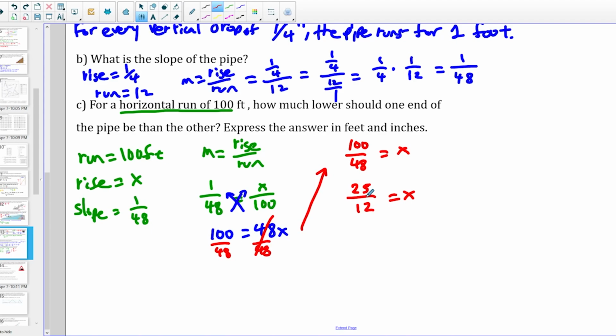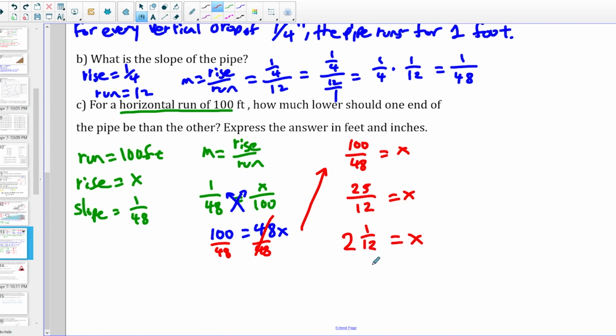So now we've got 25 over 12. Well, it's really great for us that we're working with a denominator of 12 because I can simply convert this into a mixed fraction. 25 over 12 is the same thing as 2 and 1 over 12. How did I do that? Well, how many times does 12 go into 25? Well, it can go in twice because 2 times 12 gives you 24. And what's left on top? You have 1 over 12 left over.